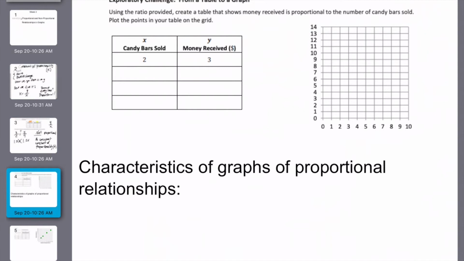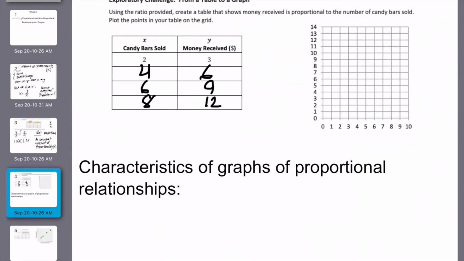We need to use the ratio provided to create a table that shows money received is proportional to the number of candy bars sold, as in it needs to be able to be divided by y and x and get to 3/2. So in this case, what I'm going to do is I'm just going to use this ratio and I'm going to come up with something. So I'm going to go 2, 4, 6 and 3, 6, 9, 12.